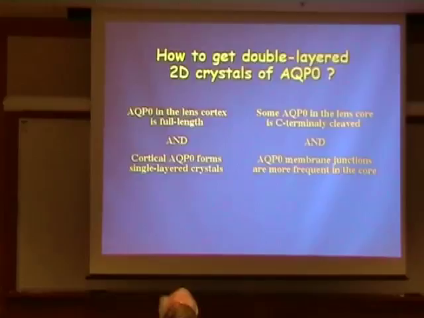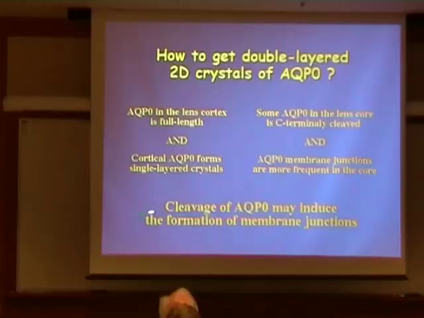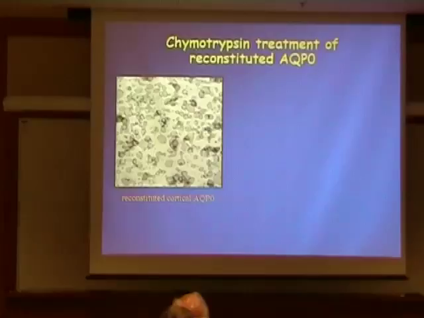So from that, we thought it might be the cleavage of AQP0 that induces the formation of a membrane junction. It doesn't exactly make sense because the membrane junction formation is on the extracellular side, while the cleavage is in the cytoplasm. But still, this was our best guess at this time, and we wanted to check whether this could really be the case.